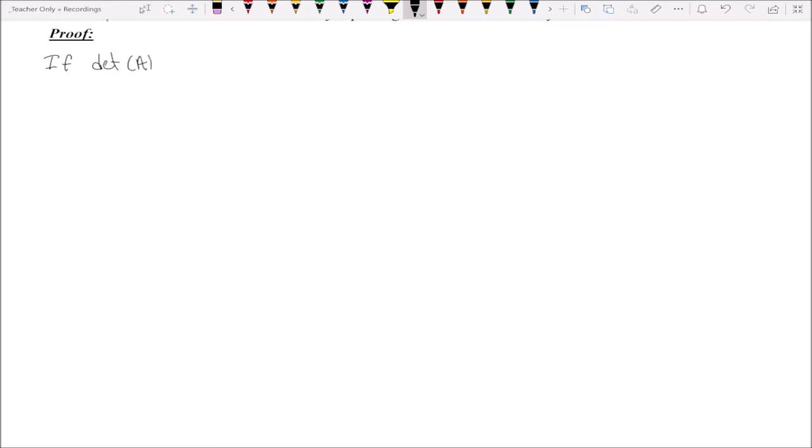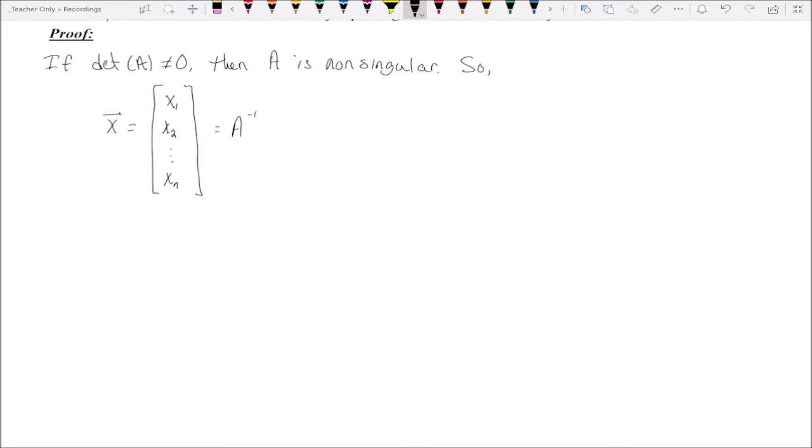Now, if the determinant of A is non-zero, then recall that this means that A is non-singular. So our solution vector can be written as A inverse times B. Just take the inverse of A, multiply both sides on the left by it, and it solves for our solution vector.